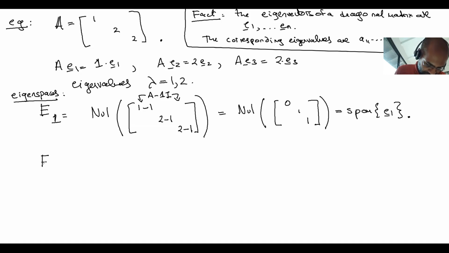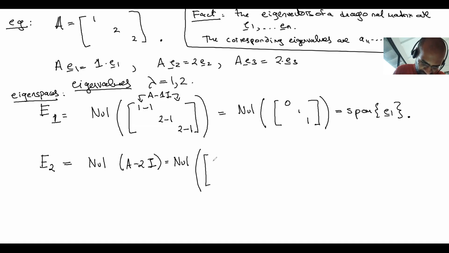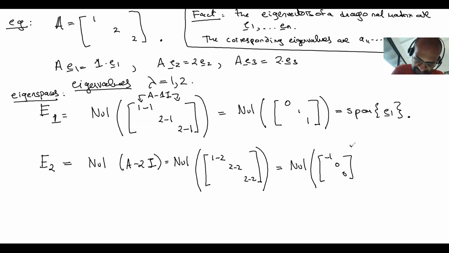And then there's another eigenspace, E2, corresponding to, remember, there are 2 eigenvalues. E2 is the null space of A minus 2 times identity, which is the null space of this matrix. So 1 minus 2, 2 minus 2, 2 minus 2, which is the null space of this matrix, minus 1, 0, 0, which you can easily see. It's already essentially in reduced echelon form, is the span of E2 and E3.